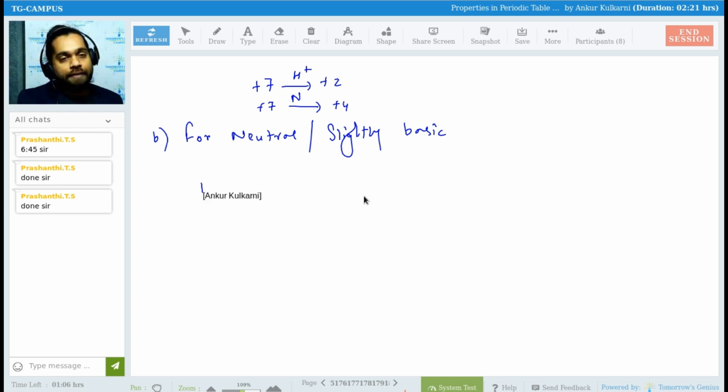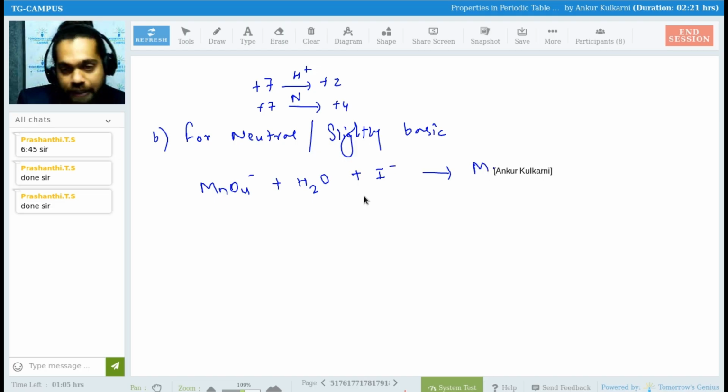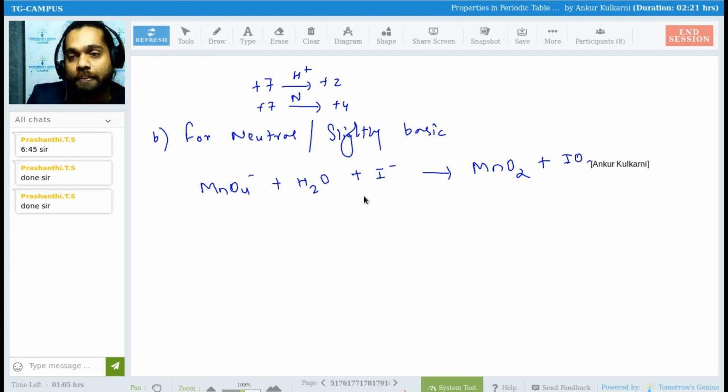Your MnO4 minus, again everyone, I have taken MnO4 minus. Since it is a neutral medium, and suppose I have the iodide, I minus. Now as I told you, what will happen? Since it is a neutral medium, your plus 7 will get converted into plus 4, and that is your MnO2. And I minus, again you have to add oxygen. It has become IO3 minus, and your H2O will convert into a basic medium.